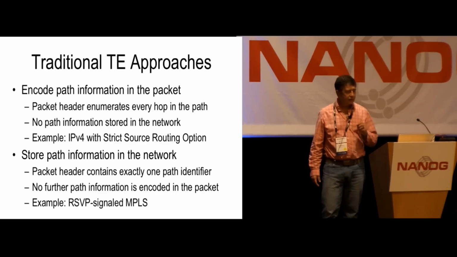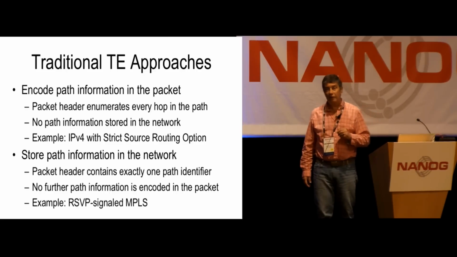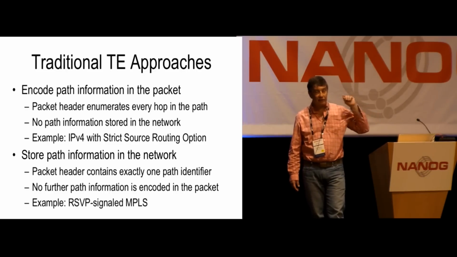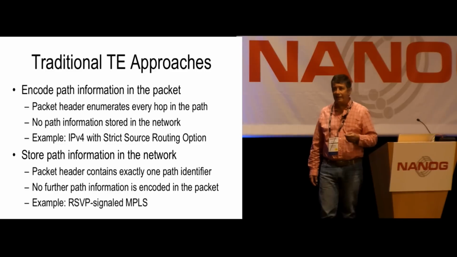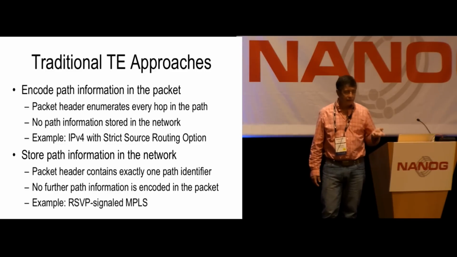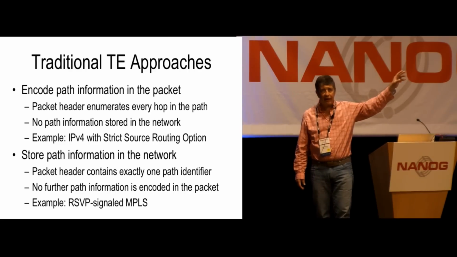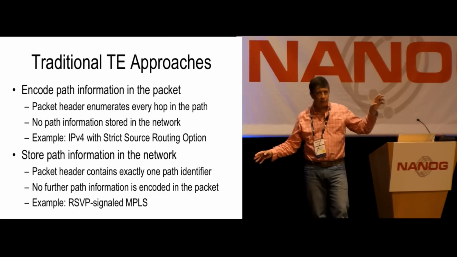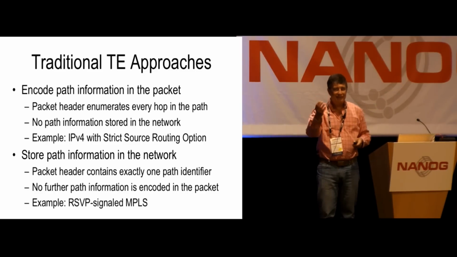Another approach is to store all of your information in the network. So your path is represented by a single token. The network has all the path forwarding state in it that it needs, and that token just gets swapped along the way. This is what RSVP signaled MPLS does. So those are the two traditional approaches. At one extreme, we put all of the information in the packet. At the other extreme, we put all of the information in the network. Now, if we have two extremes, we must have something in the middle.